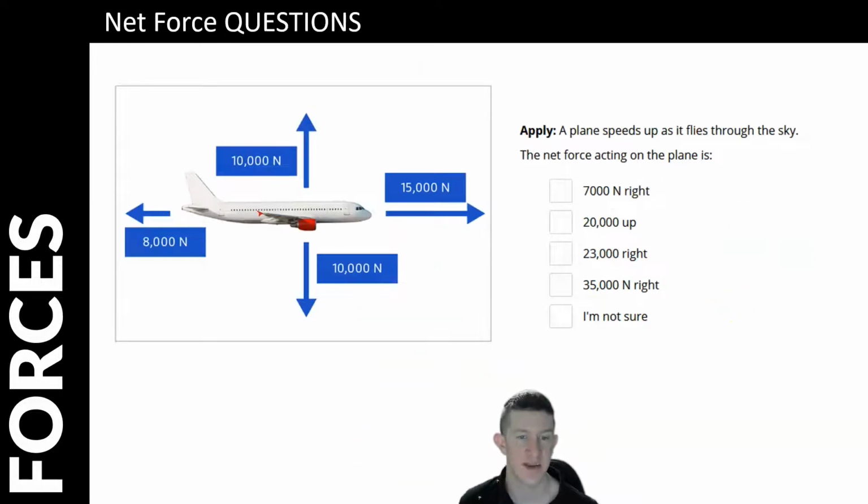Using the same concept, let's apply it to a plane that speeds up as it flies through the sky. What is the net force acting on this plane? We can see here, vertically they cancel out. Horizontally they're in opposite directions, so which option do you think will be the right answer?